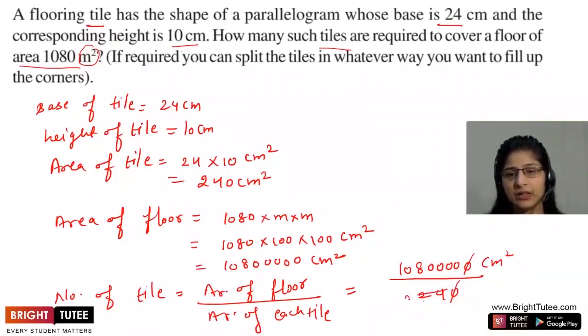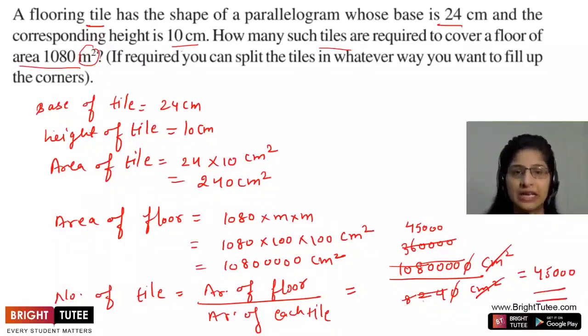Can we cancel it? Yes. 3 8s are 24. So 3 3s are 9, and then 3 6s are 18, and we have then 4 zeros, 1 2 3 4. Then can we cancel it? Yes, with 8. 8 1s are 8, 8 4s are 32. Then how much are we left with? 4. 8 5s are 40, and then 3 zeros we have. And both of the areas had square centimeter as the unit, they got cancelled. So we are left with 45,000 as the number of tiles, right?